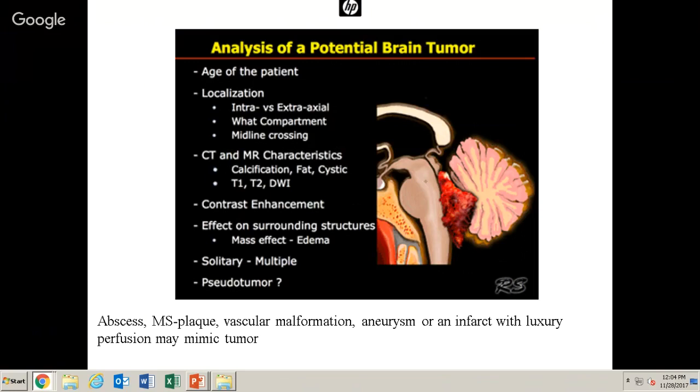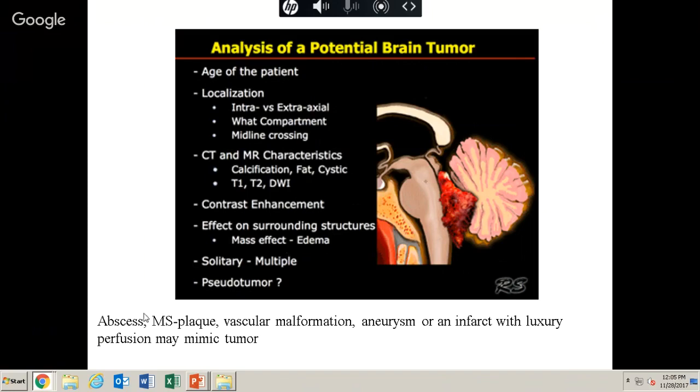So then when we look at the case, we feel more comfortable how we approach it, okay? So how do we analyze the potential brain tumor? First, we know the patient's age, all right? And then the location, the major one is intra- or extra-axial, am I right? Then what kind of component, whether or not they have midline crossing, and what we're looking for, whether or not this lesion has any calcification, any fat or any cystic component, on T1, T2, diffusion within it, and whether or not they have contrast enhancement, and whether or not they have mass effect and surrounding edema, and whether it's a single lesion or multiple lesions, or it's a tumor mimic. So that's the way we analyze this information.